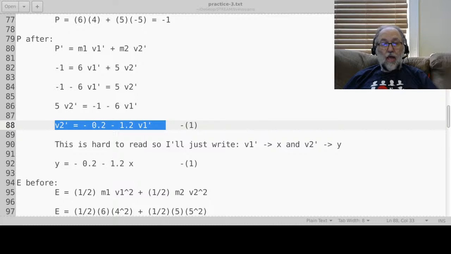You can't solve this, because you don't know V1 primed, so you can't get V2 primed, or vice versa. You say, well, how do I solve it? Well, that's when the conservation of energy is going to have to come in.